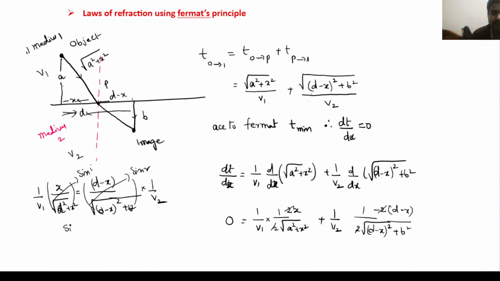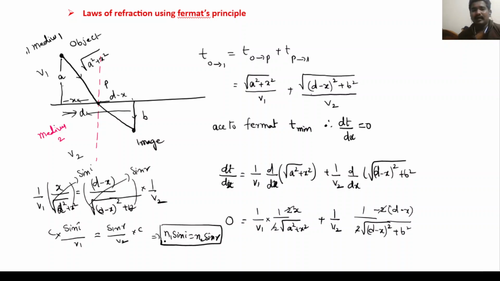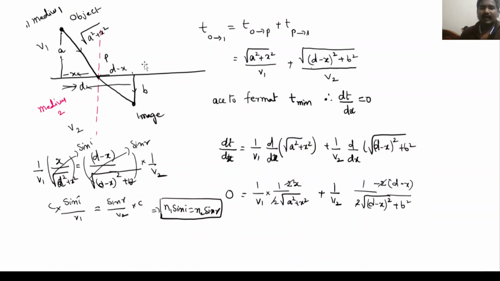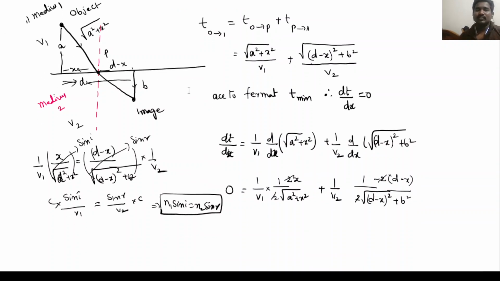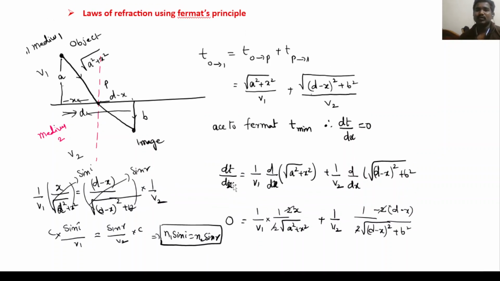Therefore sine i by v1 equals sine r by v2. If you multiply with c on both sides, you get n1 sine i equals n2 sine r. It is your Snell's law. N1 sine i equals n2 sine r means the ratio of sine of angle of incidence to sine of angle of refraction for the pair of media remains constant. Like this, Fermat's principle explains the law of refraction.